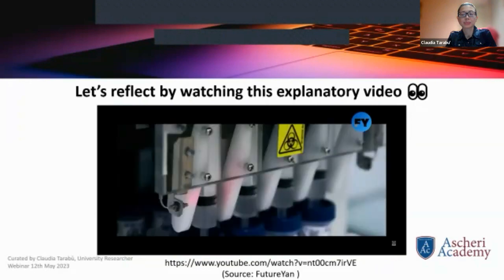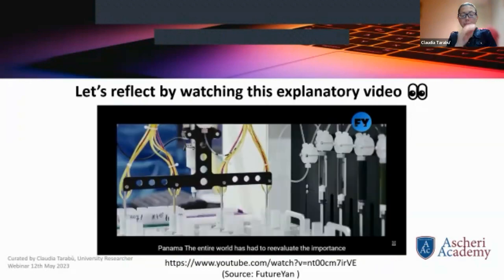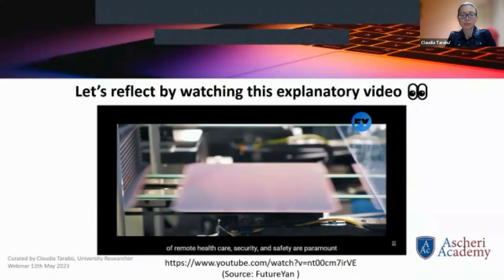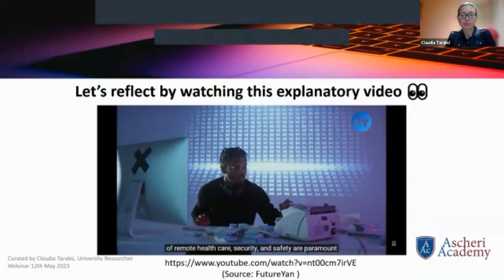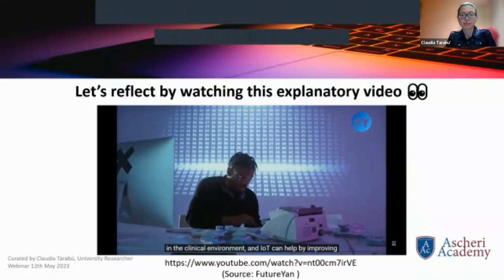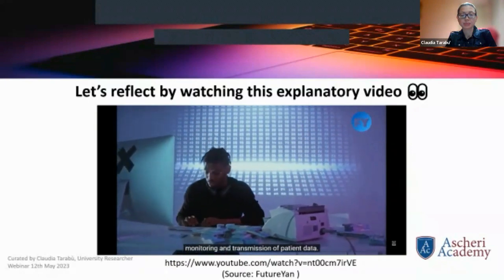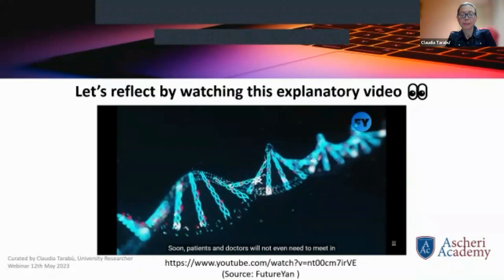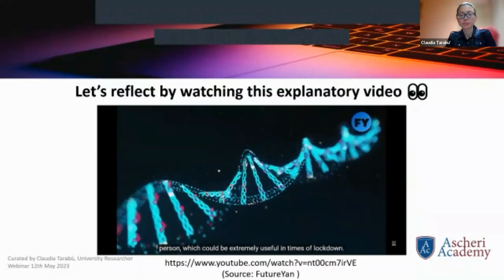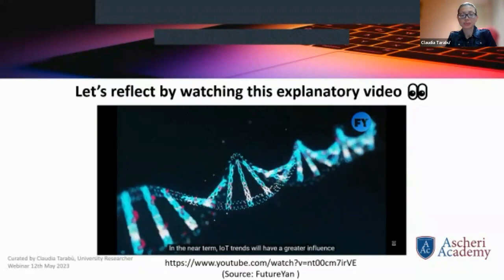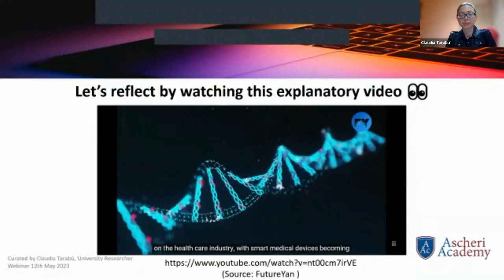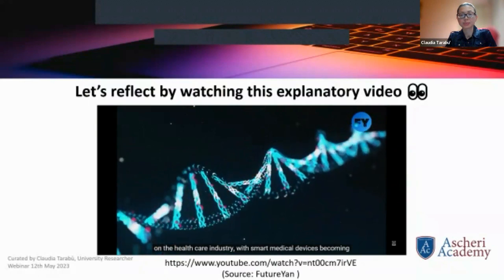to be injected. With the ongoing COVID-19 pandemic, the entire world has had to reevaluate the importance of remote healthcare. Security and safety are paramount in the clinical environment, and IoT can help by improving monitoring and transmission of patient data. Soon, patients and doctors will not even need to meet in person, which could be extremely useful in times of lockdown. In the near term, IoT trends will have a greater influence on the healthcare industry, with smart medical devices becoming more common.